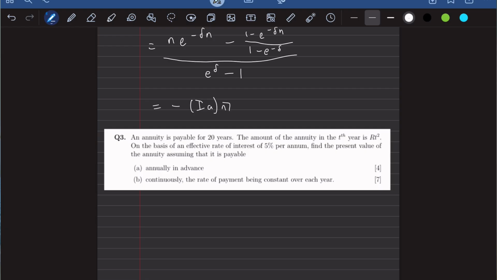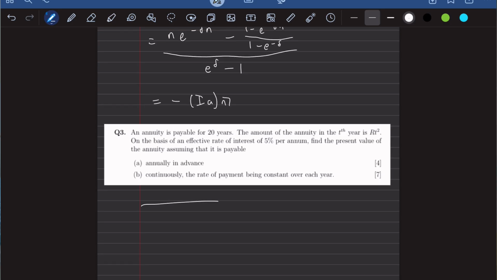Now let's have a look at question 3. Question 3 says, an annuity is payable for 20 years. The amount of the annuity in the tth year is t squared. On the basis of an effective rate of interest of 5% per annum, find the present value of the annuity, assuming that it is payable, for part A, annually in advance. Basically, whatever the year is, you pay that squared.